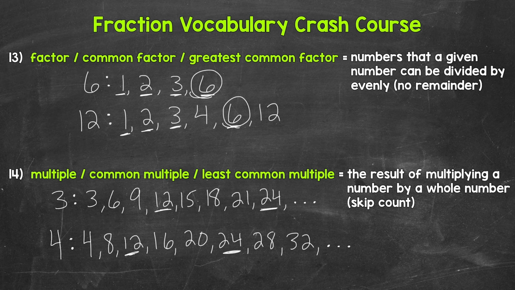Now, least common multiple is the least or smallest multiple in value that the numbers share. The least common multiple between 3 and 4 is 12. We use multiples, common multiples, and least common multiples when working with fractions. For example, when finding a common denominator.